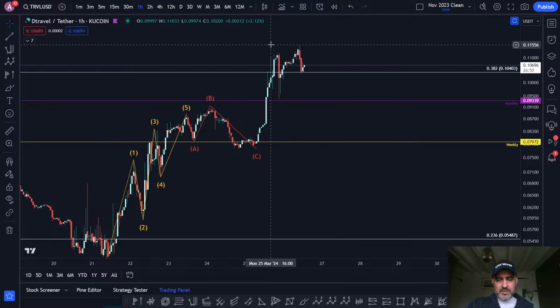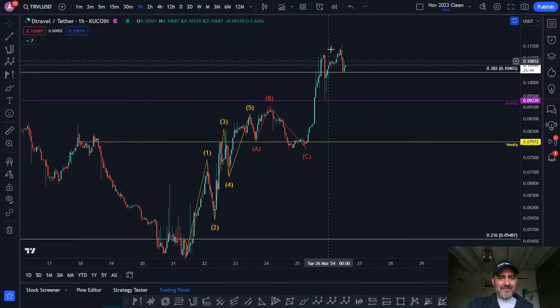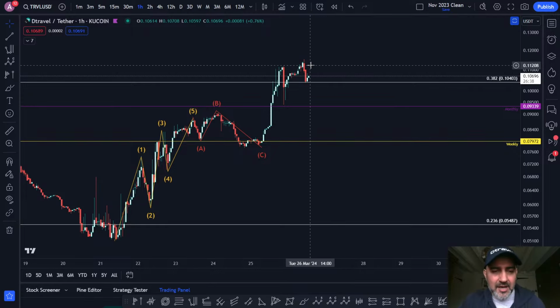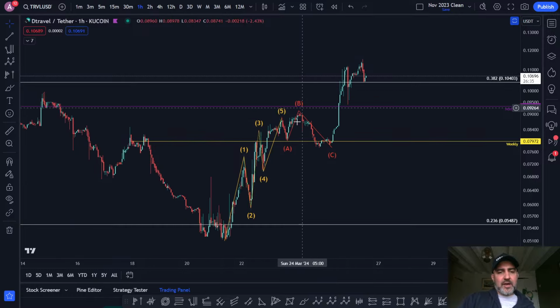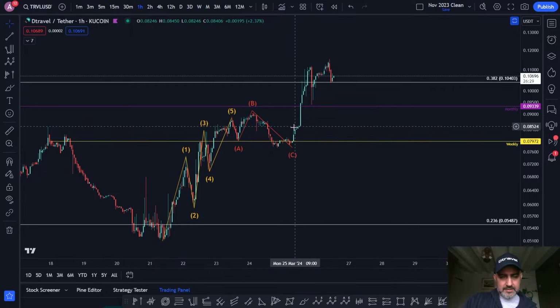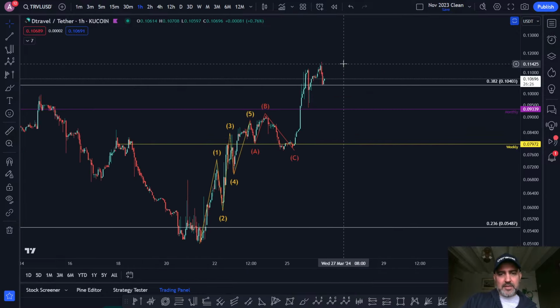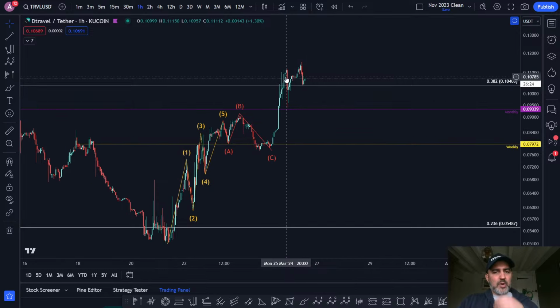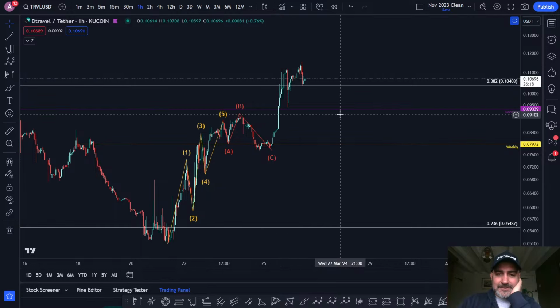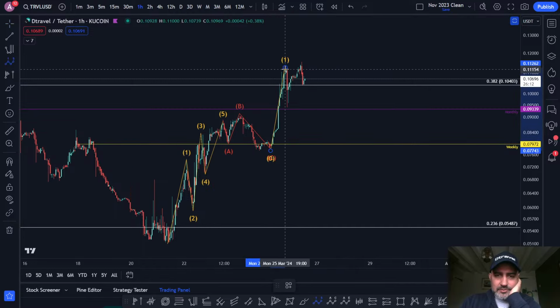Okay, 1, A, B, C, D, E. I don't know, but we're correcting after the 1. So we're in wave 5. That was your wave 1 of 5. This is your correction of the wave 5. Now we're in the 3, and we've just pushed. This is wave 1 of 3 or 5 of 1. That's how it works. So there's your 1. Where's the 2 going to end? Who knows?